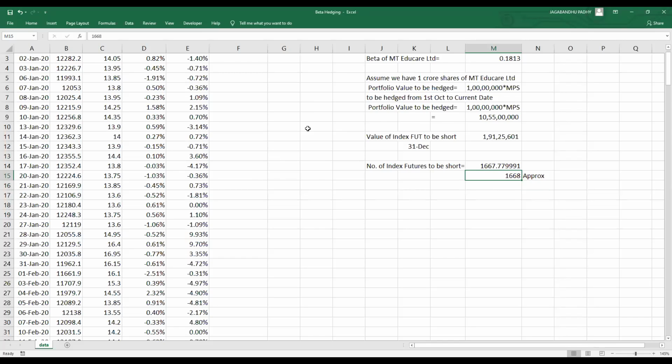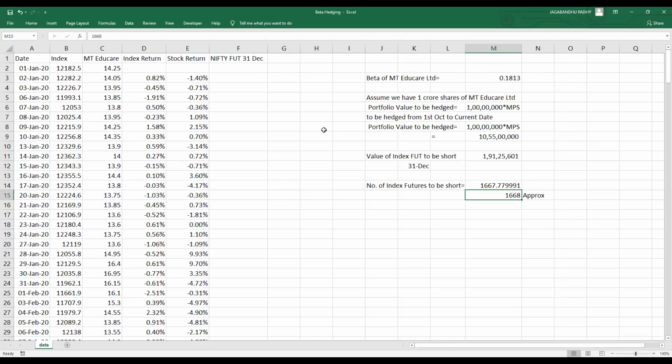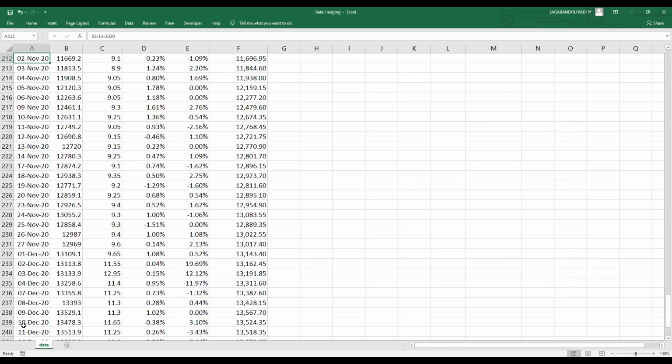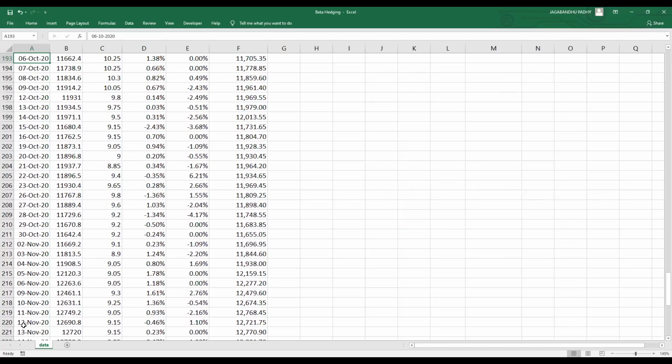So once we have shorted this, I want to see whether this hedge is really working or not. So I'm going to do some sort of back testing, you can say, to check whether the hedge is really working. For that, let me take the values from first October till now, for our calculation purpose.